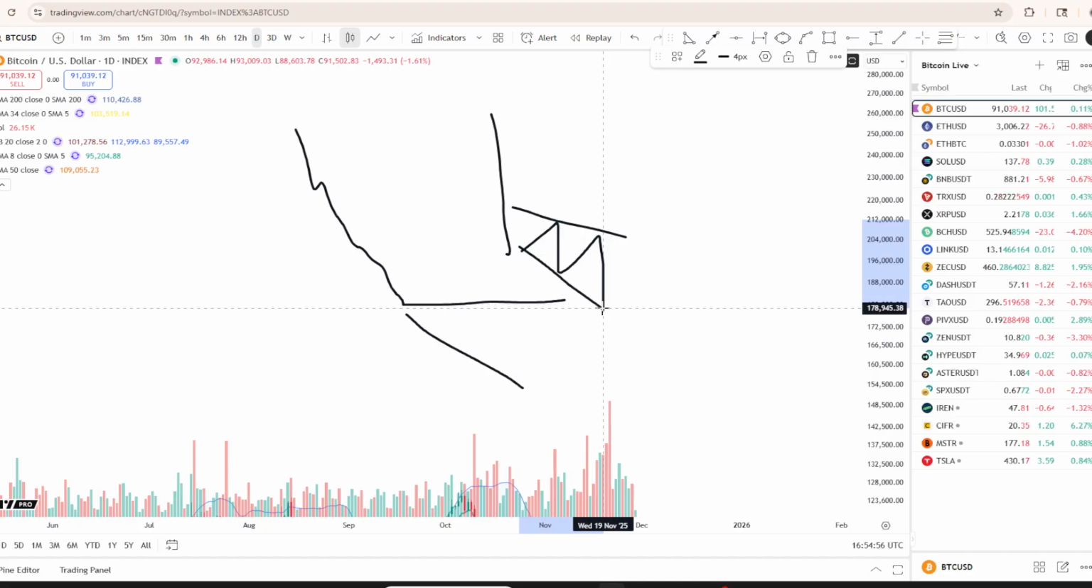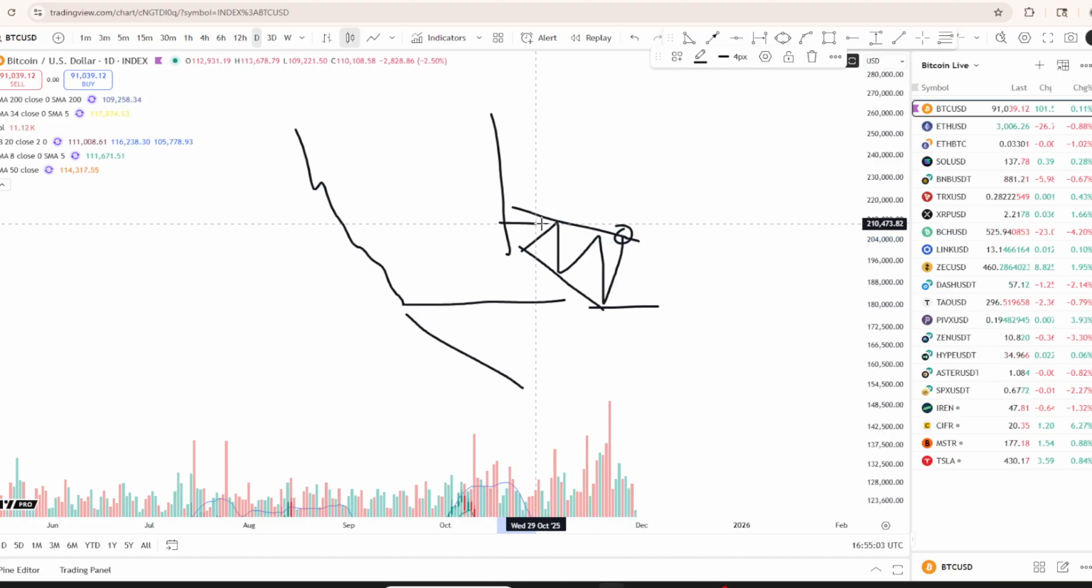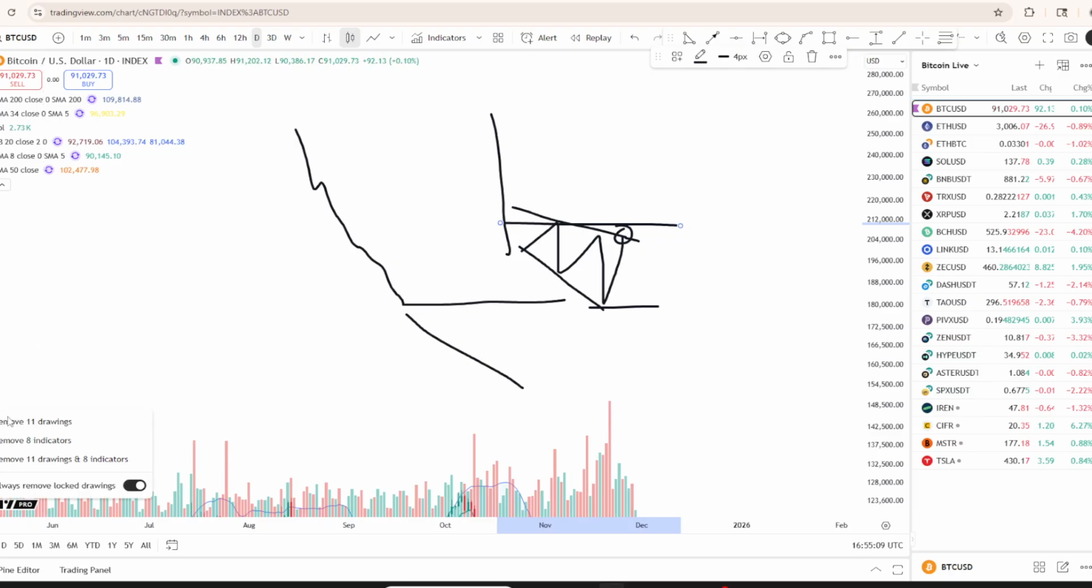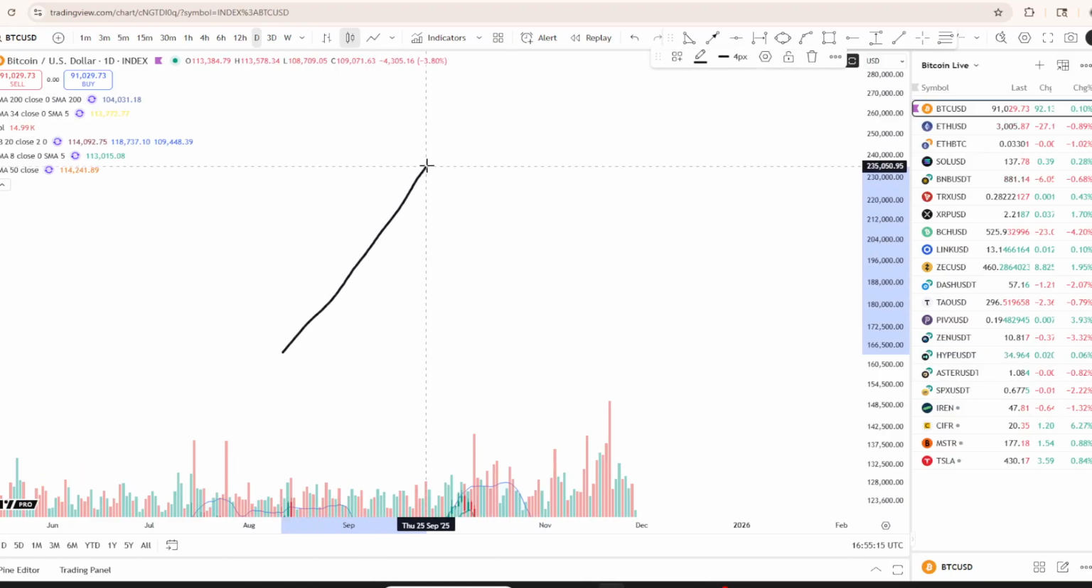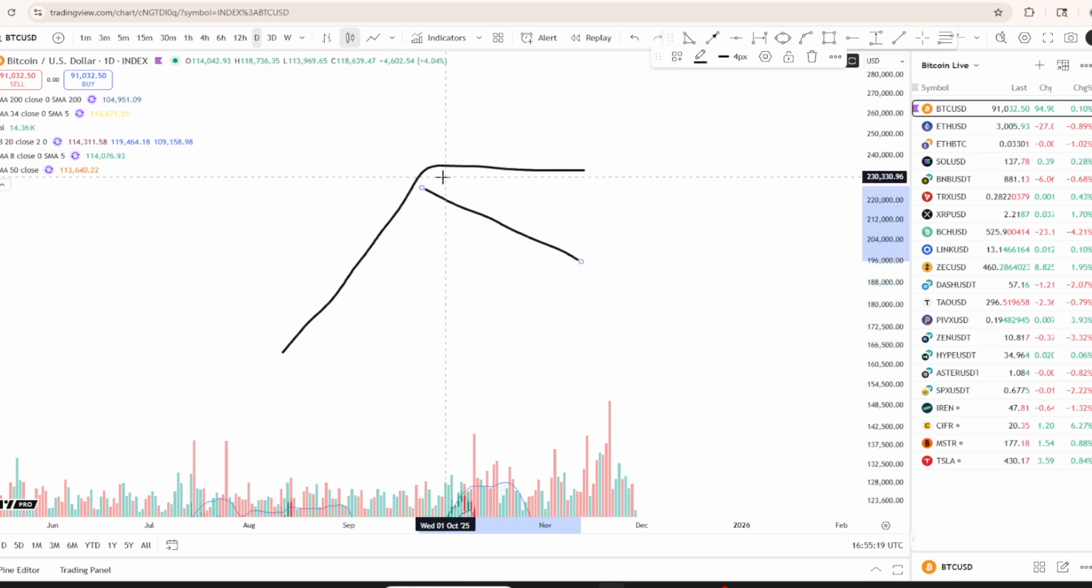Now, what I would do if I were to play this, rather than taking a long on the break here and using my stop loss, I would just wait till the initial high is broken. And you can use that to manage your risk. It's very simple. Identifying a pattern is one thing, but playing it is a whole different matter. And there's all sorts of different ways in theory for you to be able to play this broadening wedge.